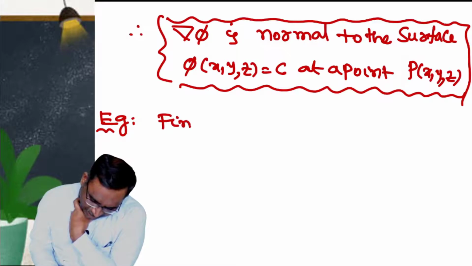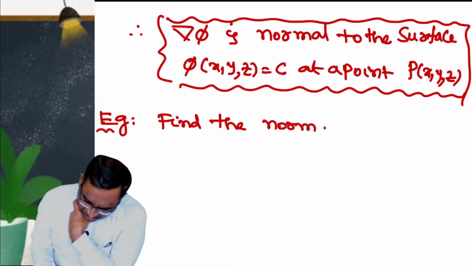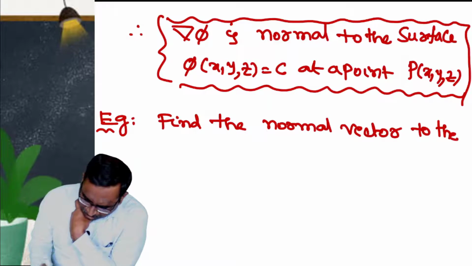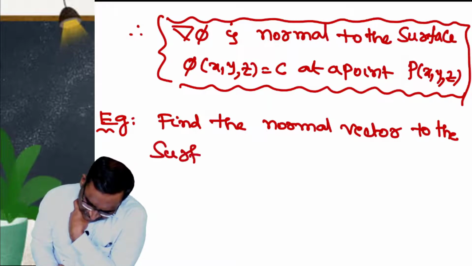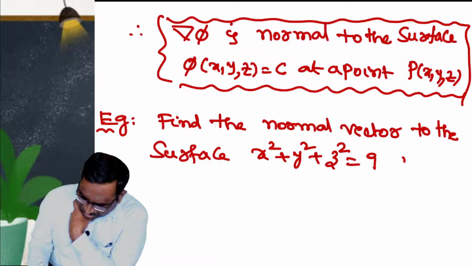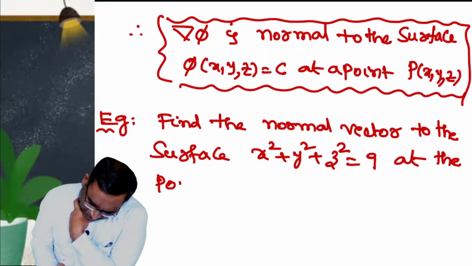Find the normal vector to the surface x square plus y square plus z square is equal to 9 at the point 1, minus 2, 1.